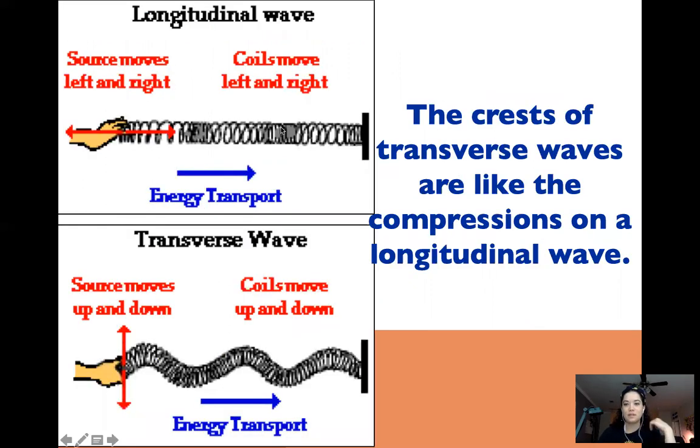Okay, here we go. So I've got a longitudinal wave at the top, a transverse wave at the bottom, and again, here you can kind of see our slinky, what that looked like. The crests of a transverse wave are like the compressions on a longitudinal wave. So our compressions are, I don't want to say equal because they're two different things, but they mean the same thing for our different waves. I would take a second and write that down.